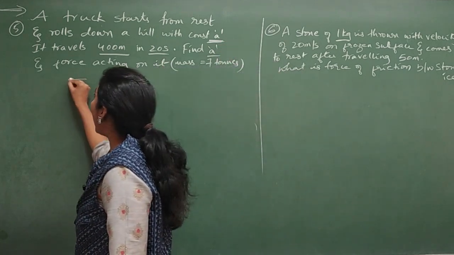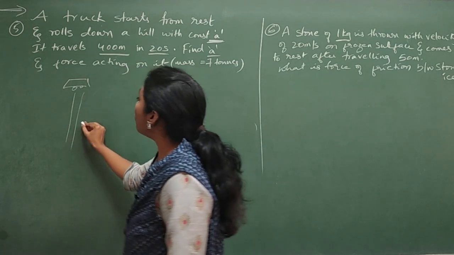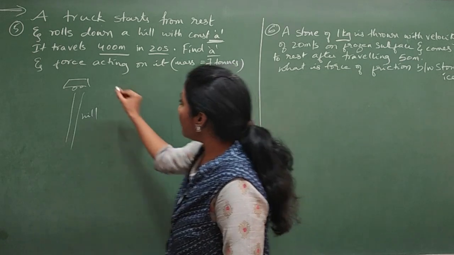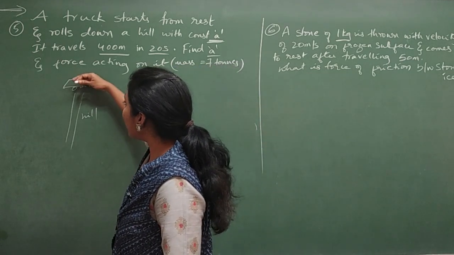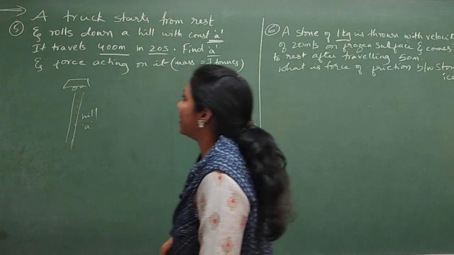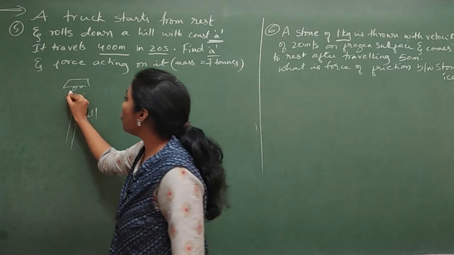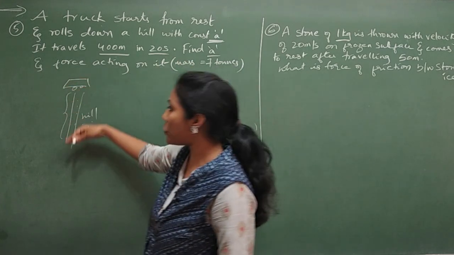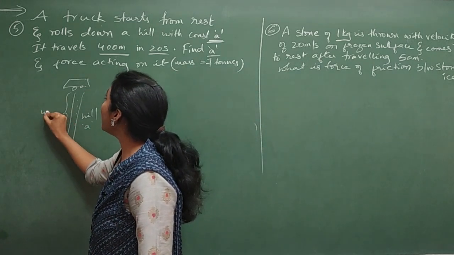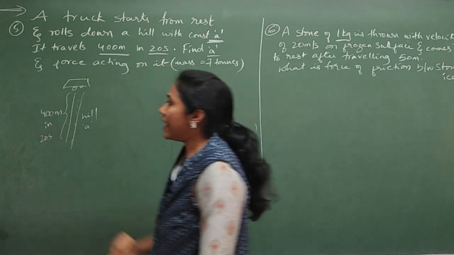Okay, so you have a truck rolling down a hill. It was at rest initially, but now it is rolling down the hill with constant acceleration. It travels 400 meters. So how much distance has it traveled on the hill? It has traveled 400 meters in 20 seconds, guys.